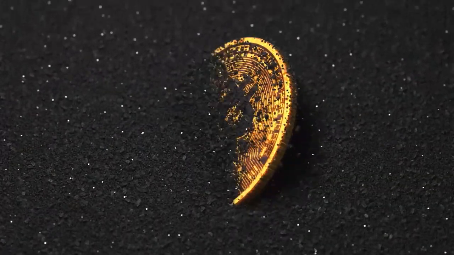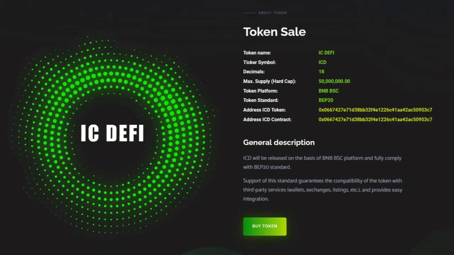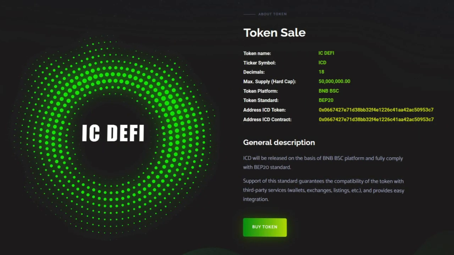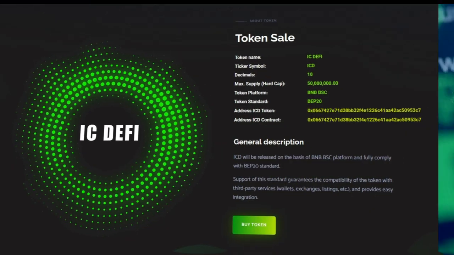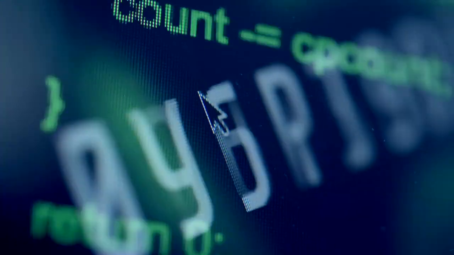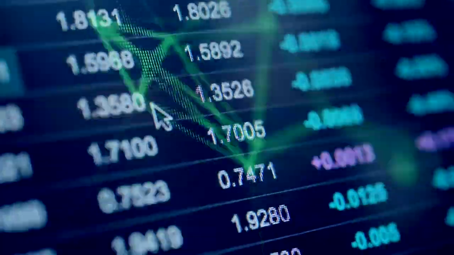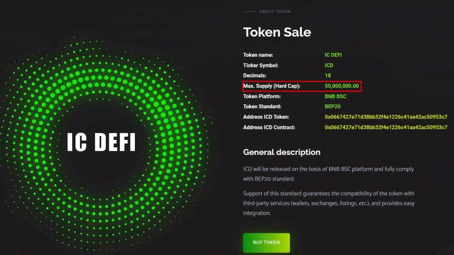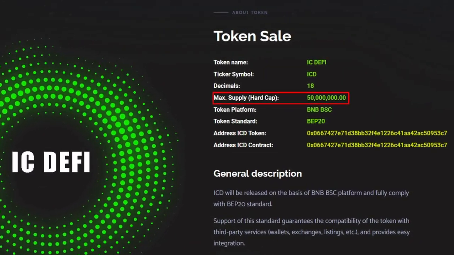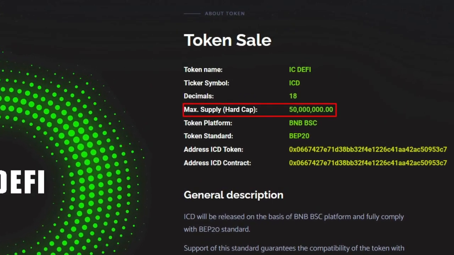The project has its own ICD token, which will be used on the BNB BSC platform and fully complies with the BEP20 standard. The use of the standard guarantees the compatibility of the token with third-party services and provides easy integration. As for the numbers, the total supply of tokens is 50 million ICD.